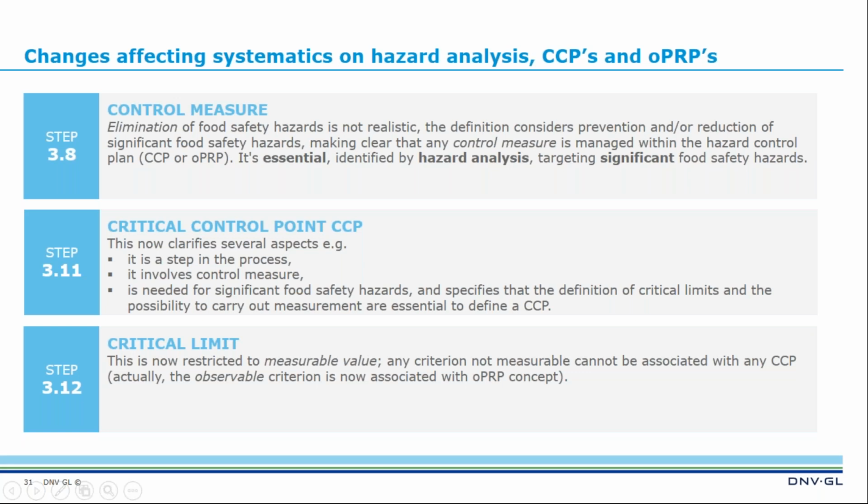In clause 3.12, the definition for critical limit is now restricted to a measurable value. This is something different compared to HACCP. What they are saying is that if your CCP critical limit is not measurable, then it cannot be associated with any CCP, because when you term it as a CCP, your critical limit should be measurable. If you are talking about a non-measurable critical limit, then in the new standard it is more associated with the OPRP concept.